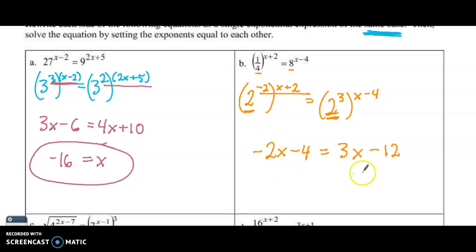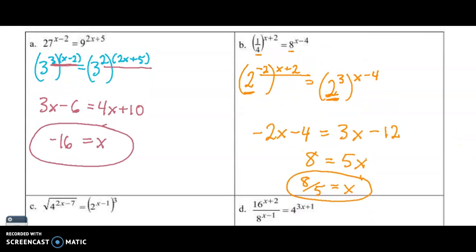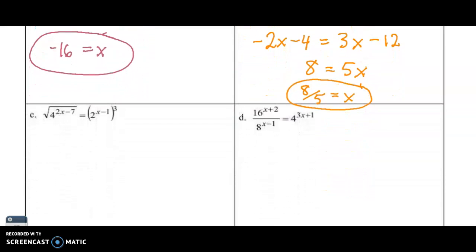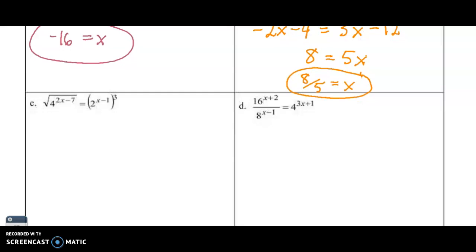So what I would do is add 2x to the right side, so that gives me 5x. Add 12 to the left side. 12 minus 4 would be 8. And you know me by now, I prefer those fraction answers. You know, if you write down 1.6, you are correct. And you could use a graphing calculator to check. I think I'll wait until I see a good problem before I show you that one. Same thing goes with the next one, is getting the same base.